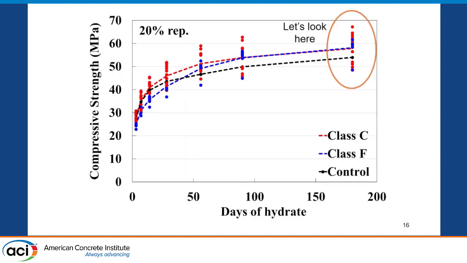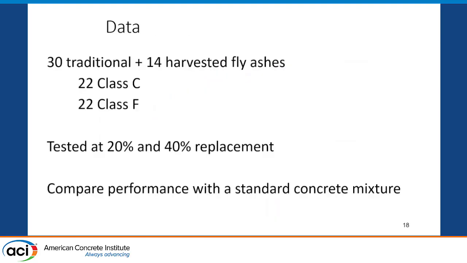Let's just pick one data point, and we're going to break this into 3 different categories. Class 3, that's the higher performing. Class 2, about in the middle, and Class 1, the lower. Now we're going to use 30 different traditional fly ashes and 14 different harvested fly ashes.